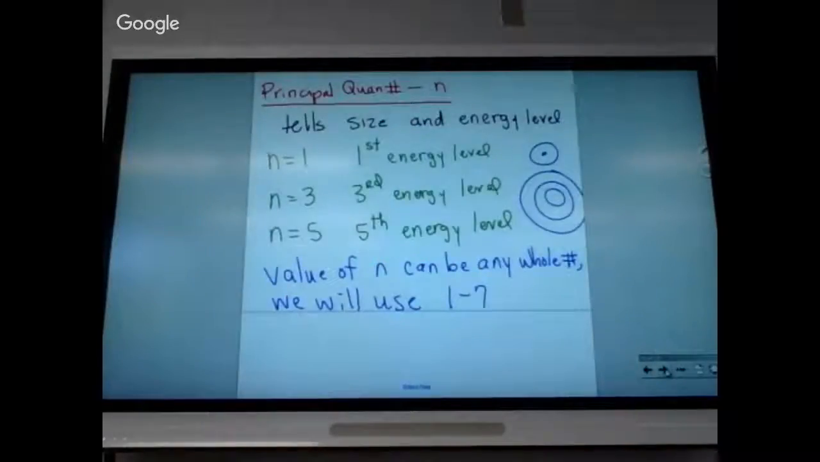The principal quantum number tells what? Size and energy level. Those of you who are absent, I'm not going to go slow enough for you to write all this down. If n equals 1, you're in the first energy level. If n equals 3, you're in the third. If n equals 5, you're in the fifth.